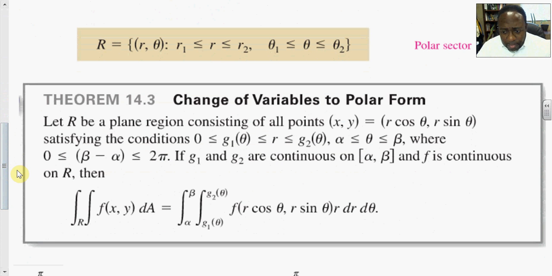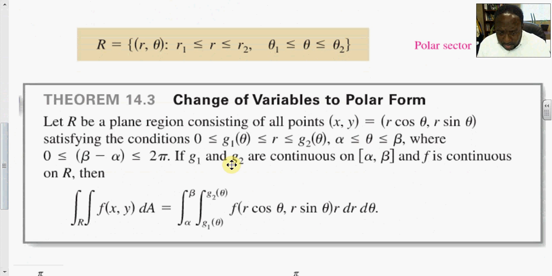So the theorem that gives us the change of variables to polar form is: let R be a region in the xy plane, where x is equal to r cosine theta and y is equal to r sine theta from the polar coordinates, satisfying the conditions that r is bounded below by some radius, which is a function of the angle, g sub 1 of theta, and above by g sub 2 of theta. Here, the radius cannot be less than 0, which is the emphasis there. Then the angle theta is between two other angles, alpha and beta.